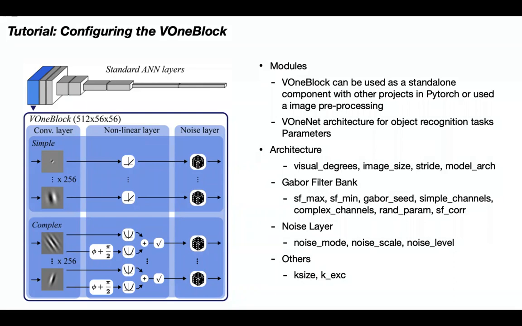Which parameters are the trainable parameters in V1? There are no trainable parameters in V1. So all the V1 parameters are fixed. They're instantiated to approximate distributions of receptive field properties from V1 neurons.